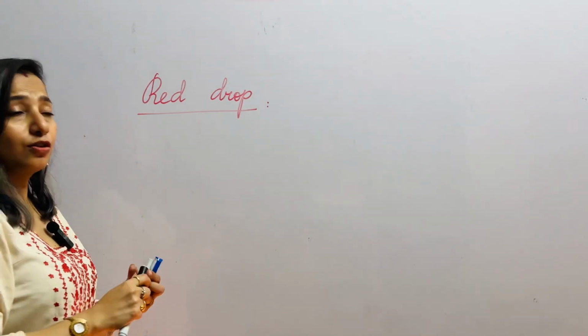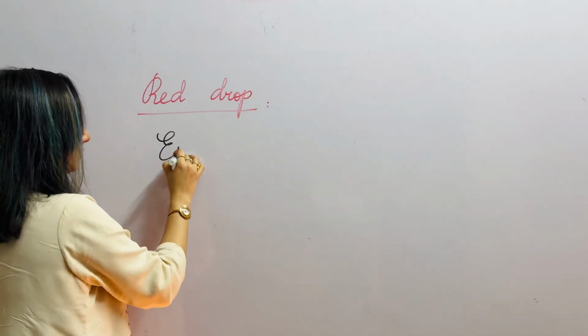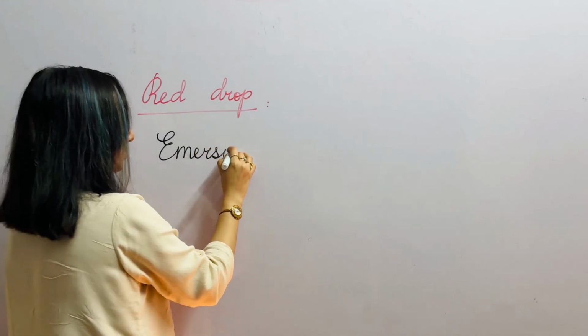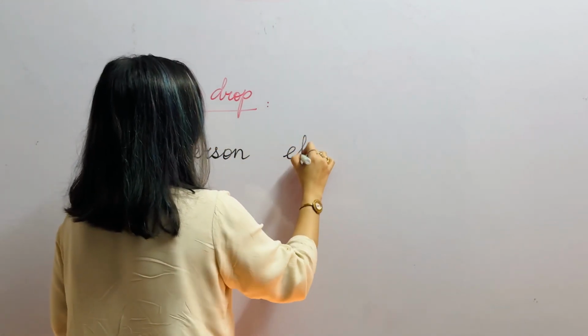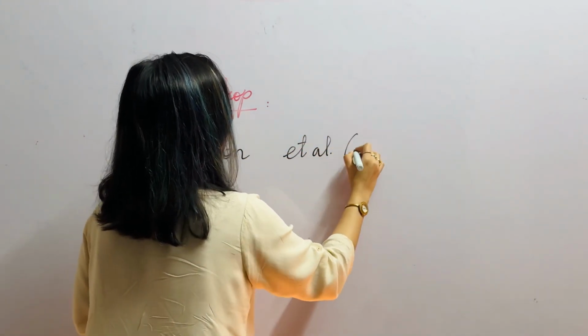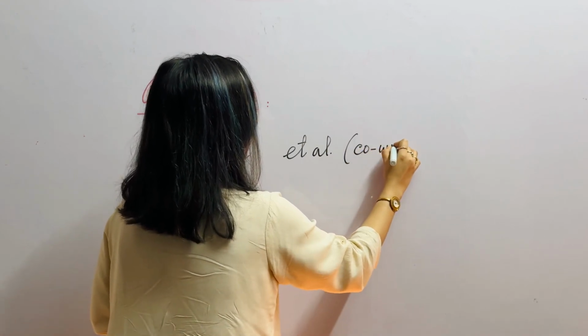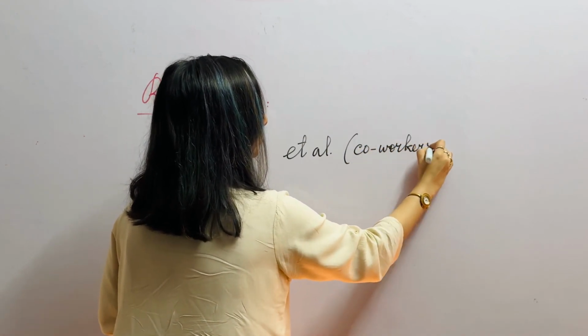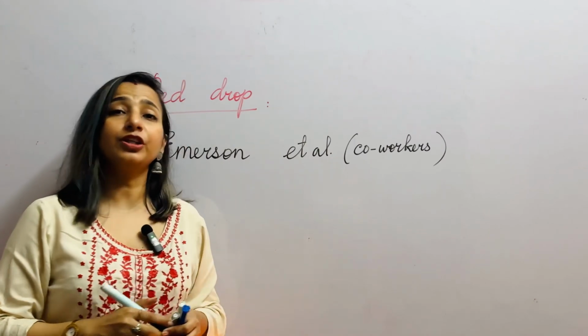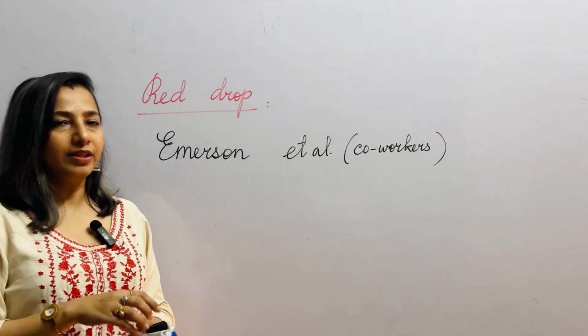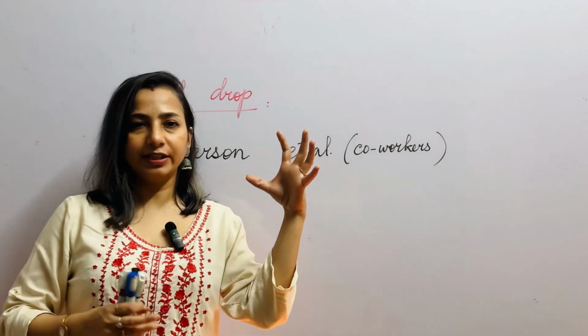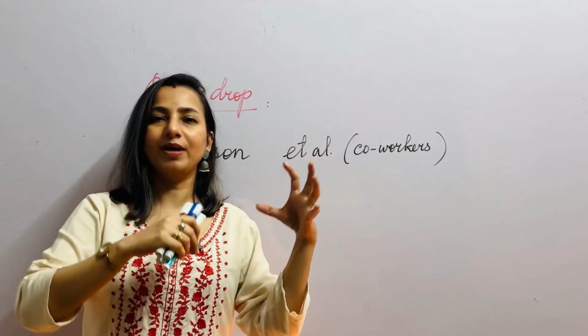So there is a scientist called Emerson et al., which means his co-workers. They were working on monochromatic light. They were working on green algae. So what did they do? They took green algae and illuminated it with monochromatic light.